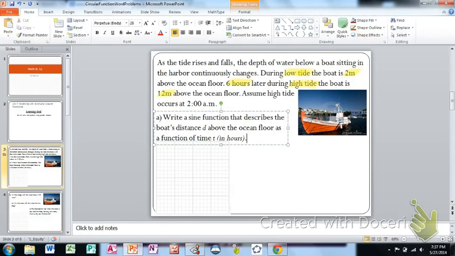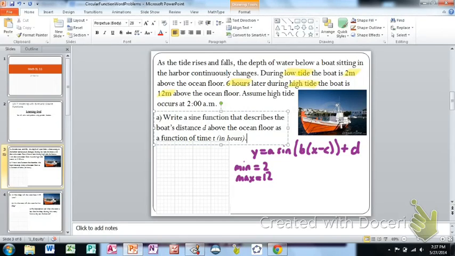Now let's think about what we can learn from each of those pieces of information. Basically, we know that our equation is going to have to be in the form y equals a times the sine of b times x minus c, plus d. That's what we've been working with in this chapter, correct? And so we can use the information that was given to us to help find those values. For instance, we know that the minimum value for y is equal to 2, and we know the maximum value is equal to 12.